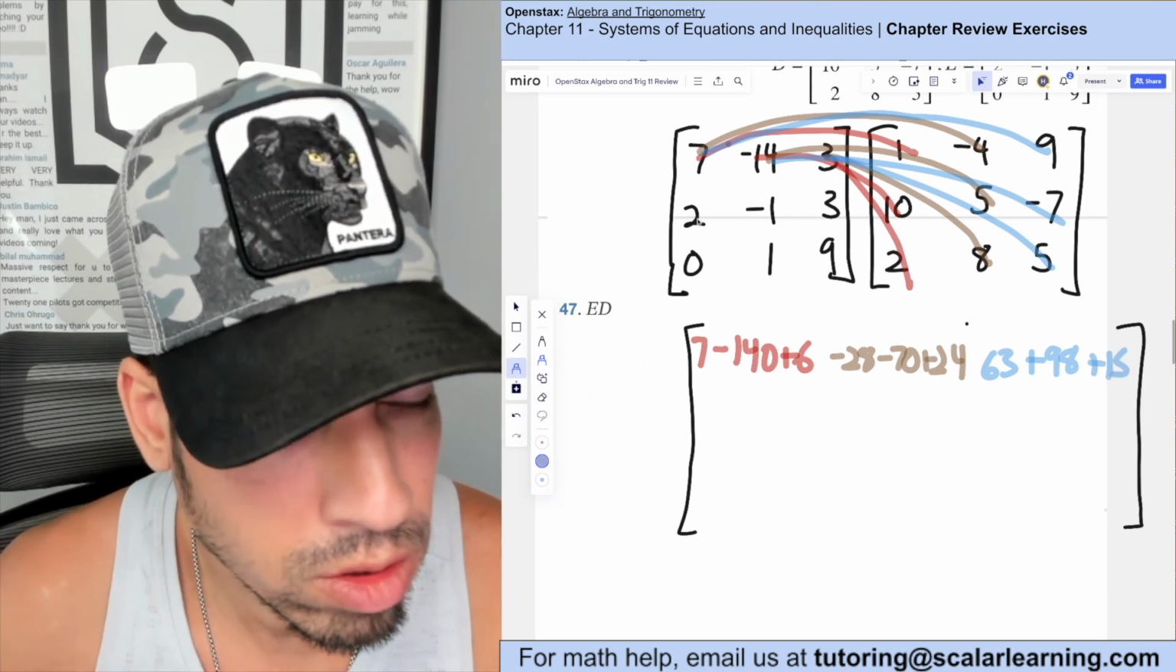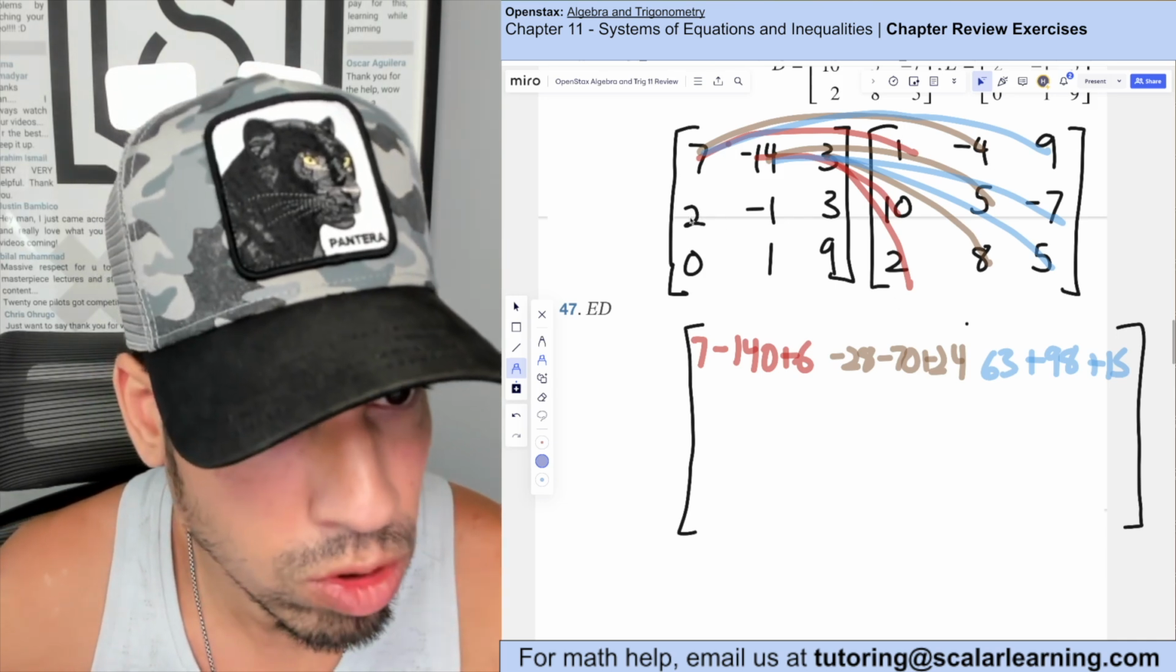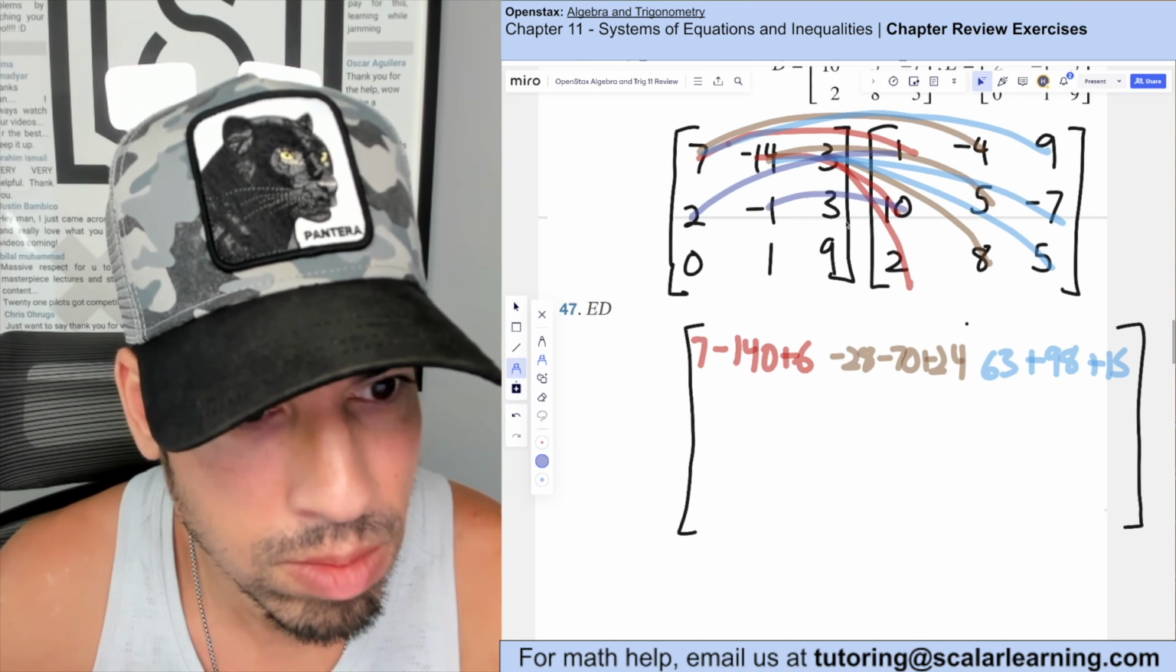Now we move along to the second row, and then we kind of repeat multiplying the first, second, and third column in that order. So we go this times this plus this times this plus this times this.